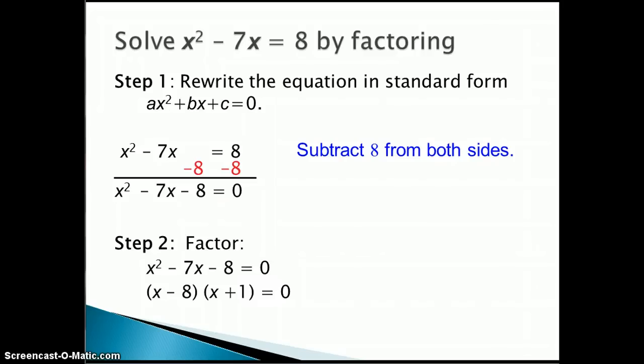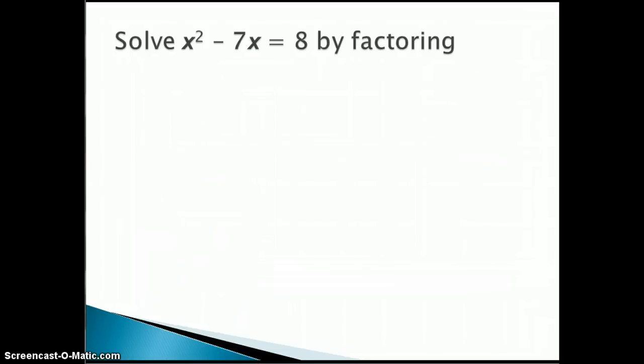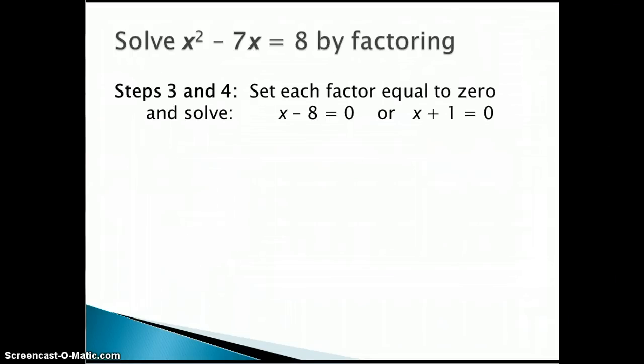So you may have already thought of the numbers that would work, which would be negative 8 and positive 1. So we plug those in the parentheses with the x's to get our factors of x minus 8 and x plus 1. So if those two factors multiplied together give us 0, the zero product principle says the only way that can happen is if either of those factors equals 0. So that brings us to our third step, which is to set each factor equal to 0, and then our fourth step is to then solve these equations.